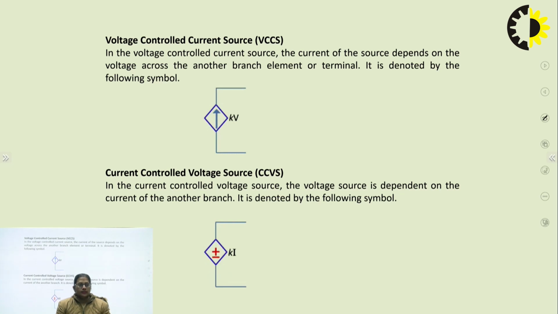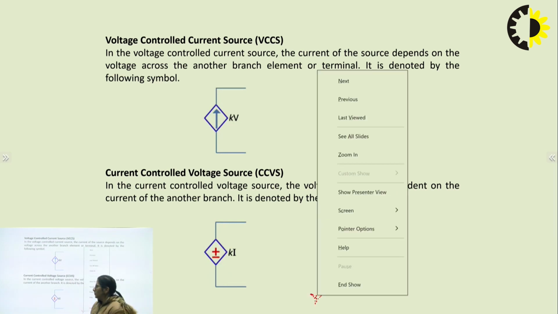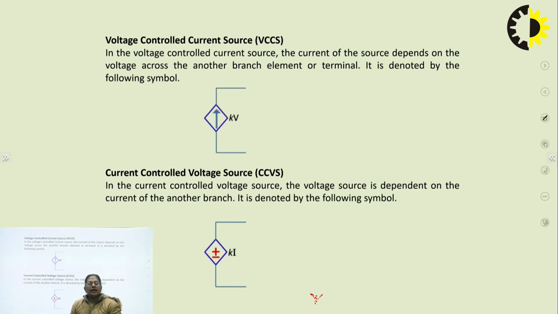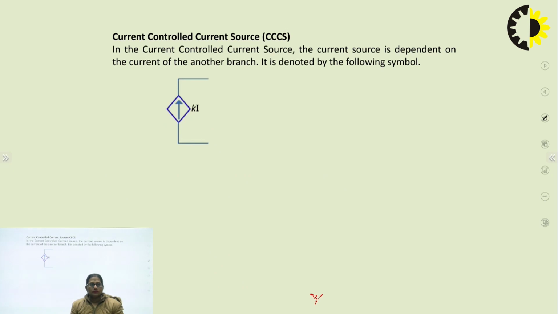The third one is the current controlled voltage source. Once again, it's a voltage source, so it will be once again dependent, but this time it is dependent upon the current flowing through certain other circuit element, right? So it will be represented by a rhombus with certain positive negative polarities and then Ki. Then this is the current controlled current source.